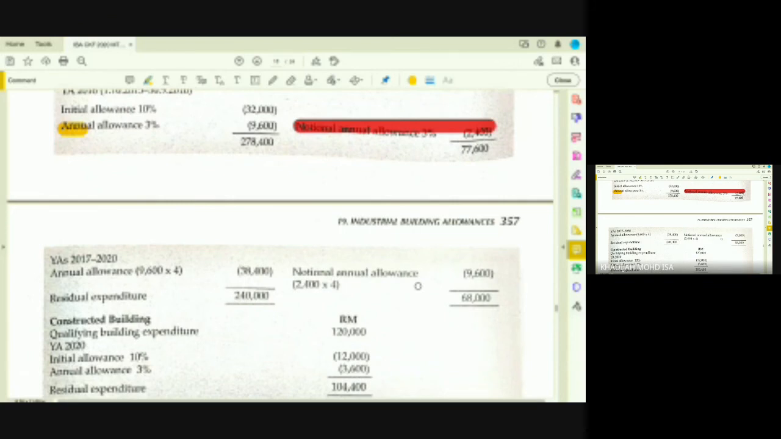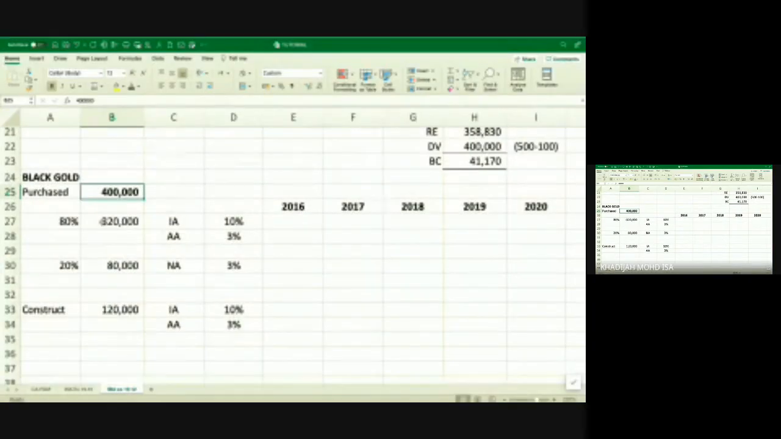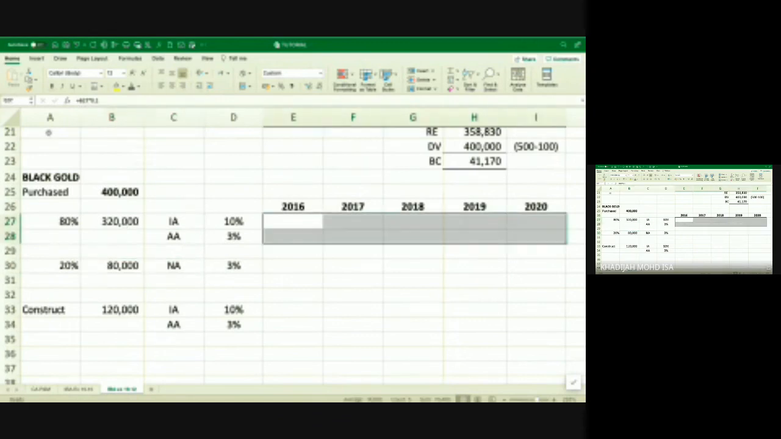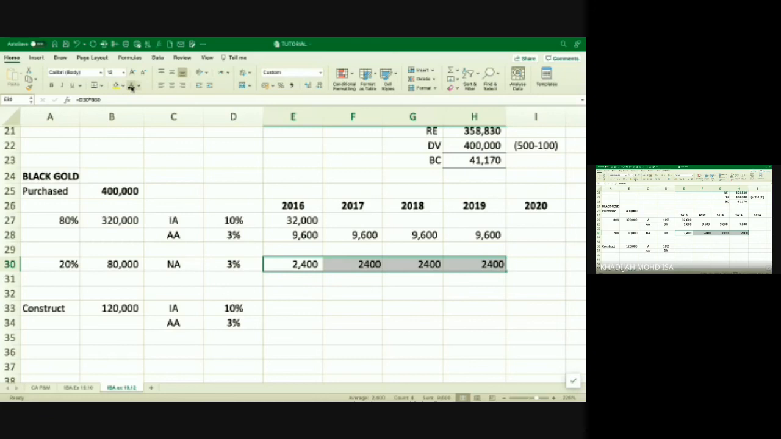So how I do it is that we have two parts, the 80% and the 20%. The 80% is 320,000. The 20% is 80,000. The 80% we are going to claim normally, so we have the 10% and 3%. You do a normal IA and AA for 2016, 17, 18, and 19. But for the 20%, you're going to call it a notional allowance, NA, and claim that normally like any other year.